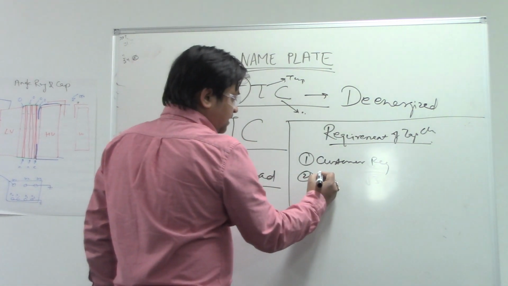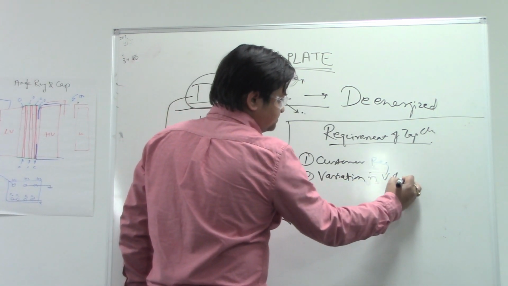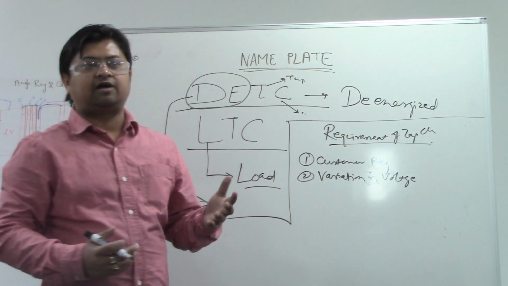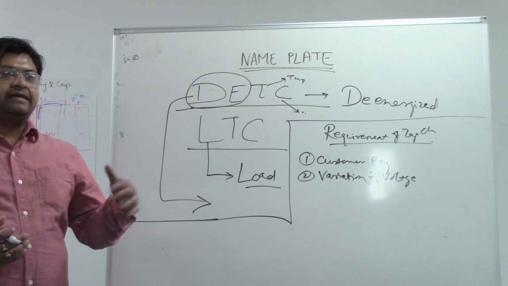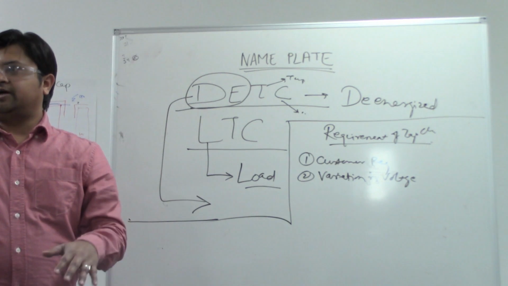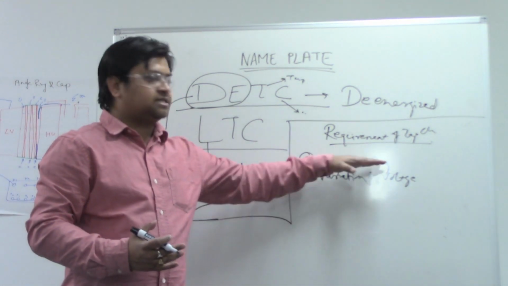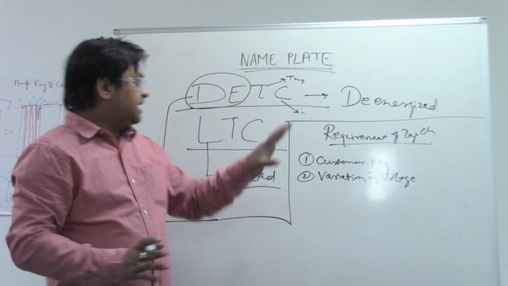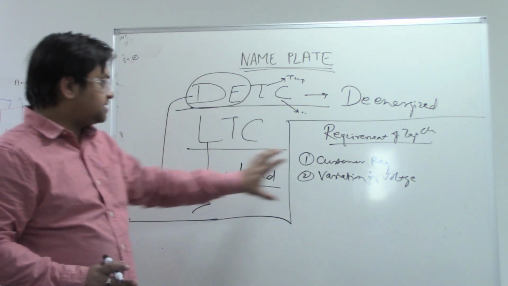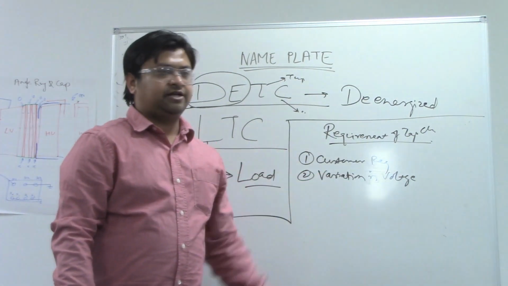Second is variation in voltage. So the customer wants a variation in voltage. Customer wants that, okay, in future I should be increasing my voltage level from 138 kV to 145 kV or lowering it down. Okay, that is one of the requirements for the future. Based on that, the customer asks for the tap changing. What I am telling you is not related to DETC or LTC. I am just telling you the requirements. What kind of requirements? So the customer may want that variation.